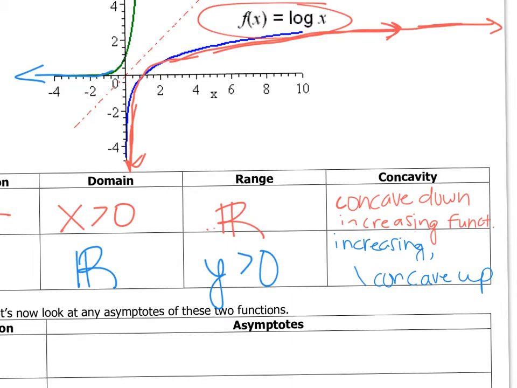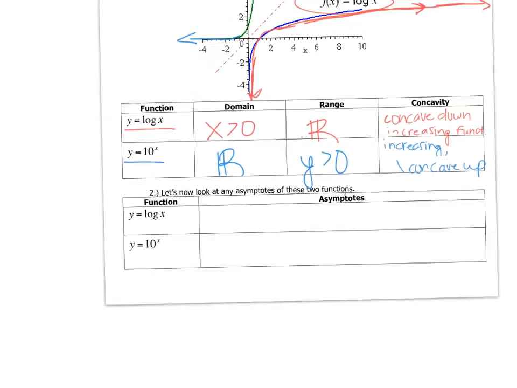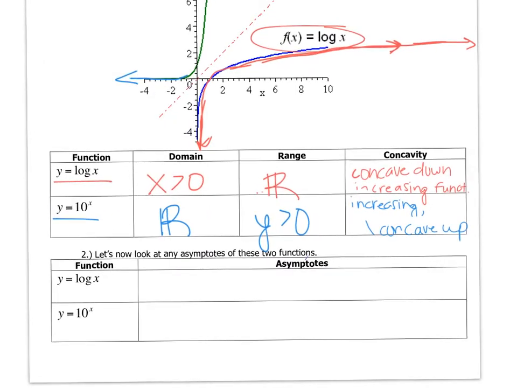All right, looking at the asymptotes of these functions, hopefully it's becoming easier for you to recognize asymptotes of graphs. For our log function, we do have a vertical asymptote right at 0. That's what determines its domain a little bit. So we have a vertical asymptote at x equals 0.